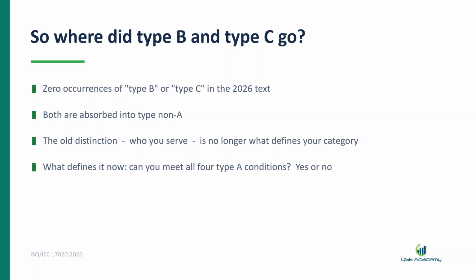The old model partly categorized you by who you serve. Type B was defined by supplying inspection to its parent organization. That criterion is gone. The 2026 model categorizes you by one question only. Can you satisfy all 4 conditions of A.1? If yes, you are type A. If no, you are type non-A, and you have 2 safeguards to demonstrate. That is a simpler test, and honestly, a more honest one.